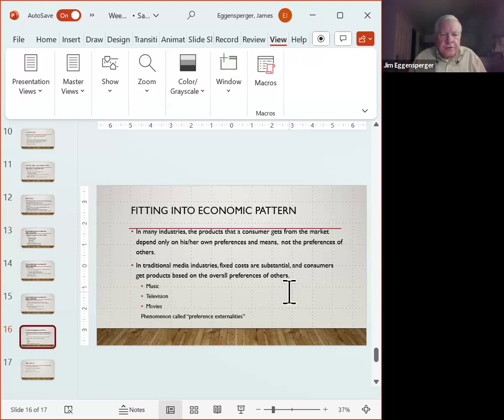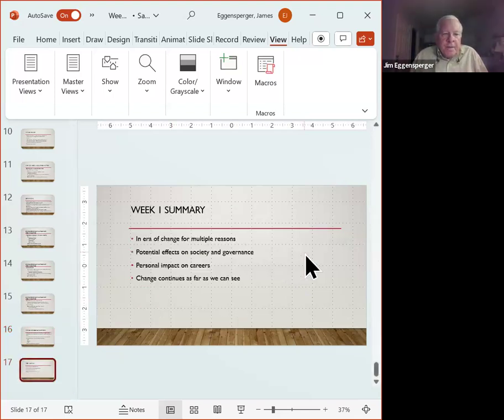Preference externalities. So the preference externalities have to do with a production company or organization making decisions, and they are external to you and me because we don't have a lot of say in what's being produced, except through our dollars, and we vote that way. So that's the end of week one video.